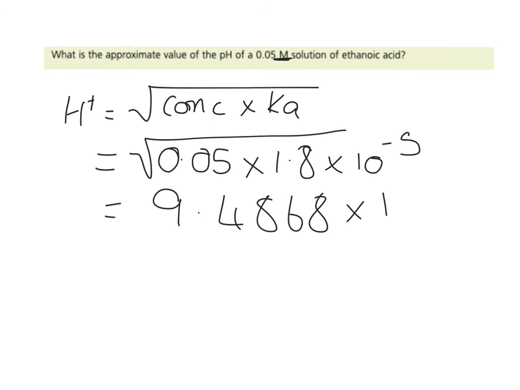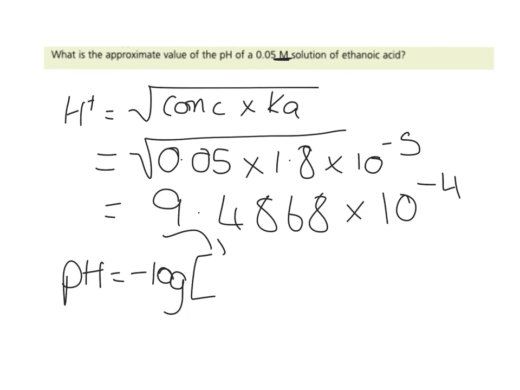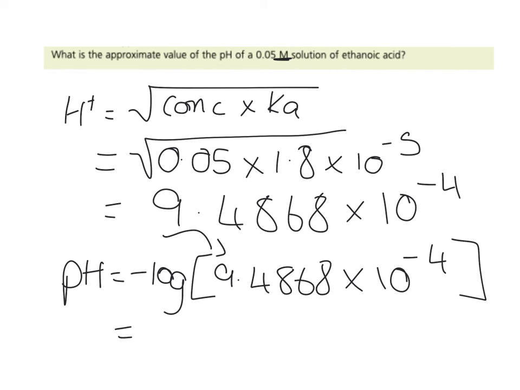And when I do all of that, guys, I got 9.4868 by 10 to the minus 4. Like I said, I would always give a few extra decimals, especially when I know I'm going to be carrying it on to the minus log formula. Final part then, to calculate the pH, I put this number into the minus log formula: 9.4868 by 10 to the minus 4. Doing all of that, I got an answer of 3.02.